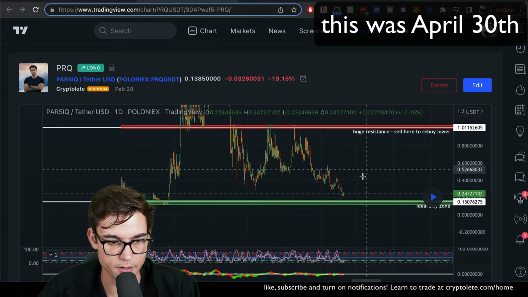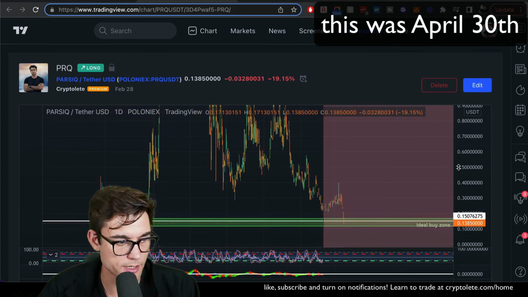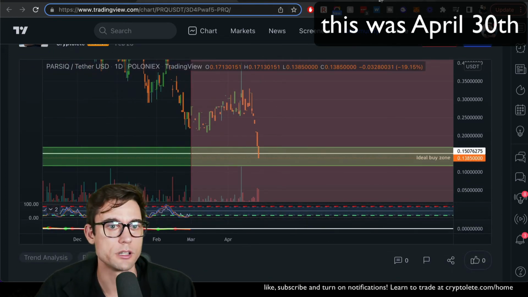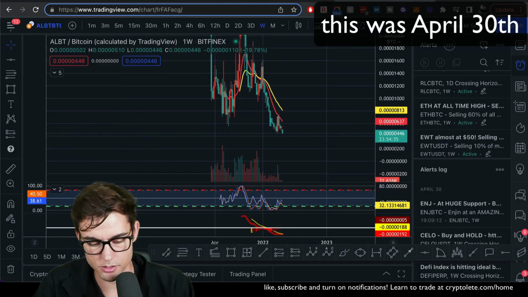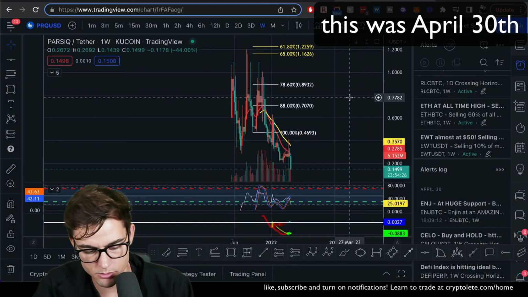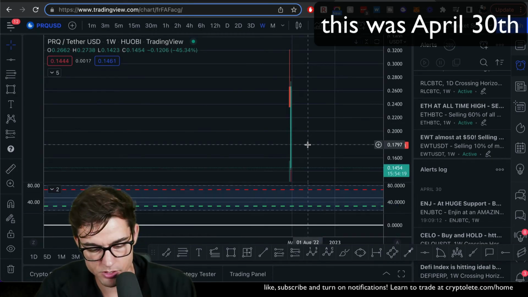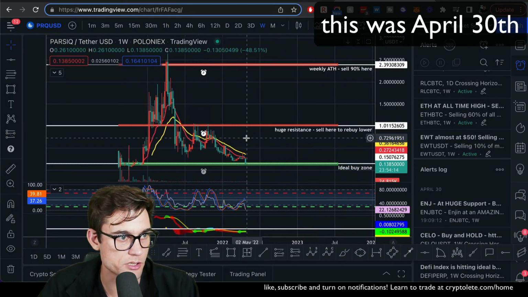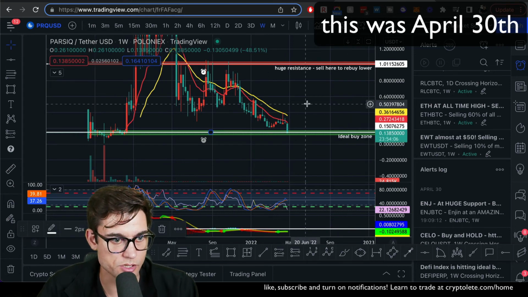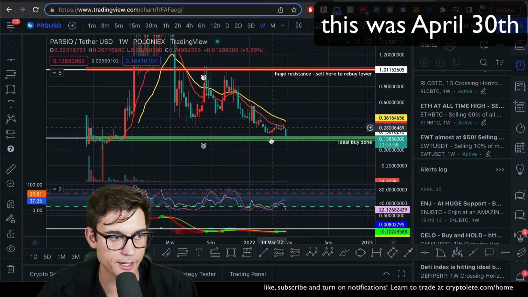So Parsec, I put my ideal buy zone about 35% below where I had my last thing, and it looks like it's getting into that ideal buy zone. So all right, it's still below it, I think, right here. Let's go to, what is this, Parsec Tether. There's PRQ Tether right here on KuCoin. Actually PRQ, maybe OKX, no, PRQ. I'm trying to look for the one with the most amount of data. Here it is. So Poloniex has the most amount of data for Parsec, and so yeah, this is a good buy zone for Parsec. So I'm gonna put 0.5% of my account into Parsec right now.